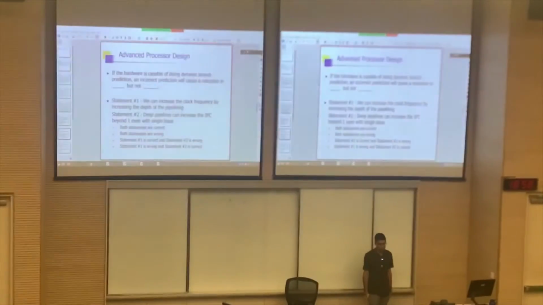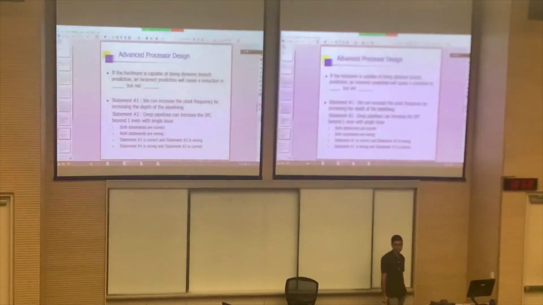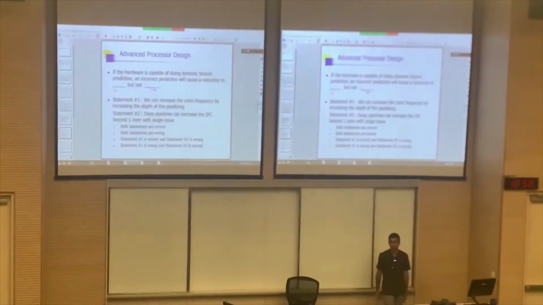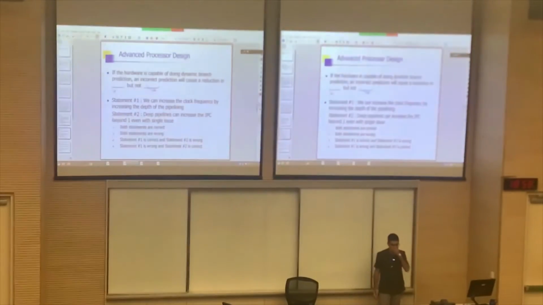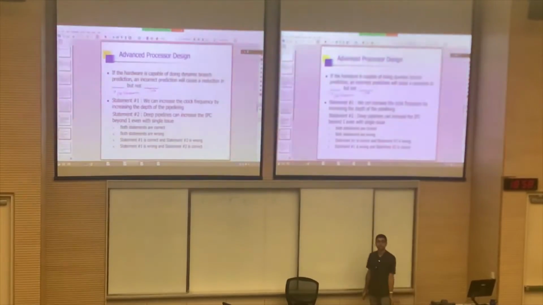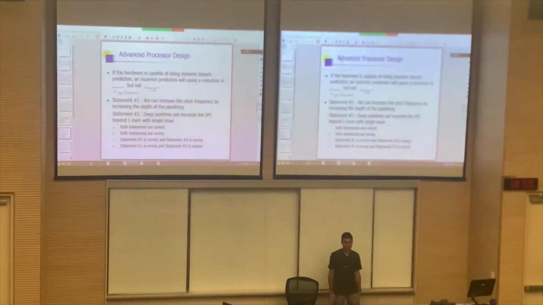Now, if the hardware is capable of doing dynamic branch prediction, an incorrect prediction will cause a reduction in performance but not correctness. What reduces and what doesn't reduce? If you make an incorrect prediction, what is the price that you have to pay? You will end up wasting a few cycles. So you will end up wasting or reducing performance. But what doesn't reduce? Correctness.